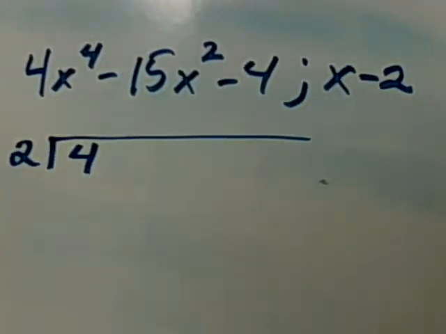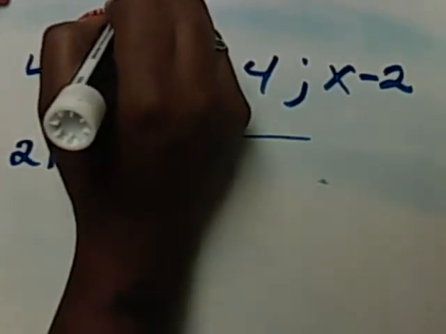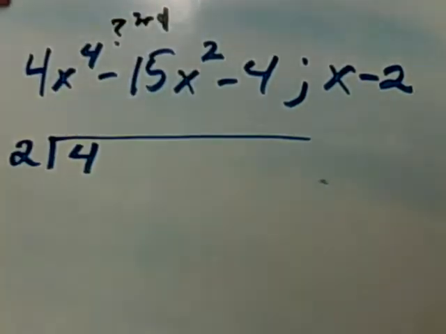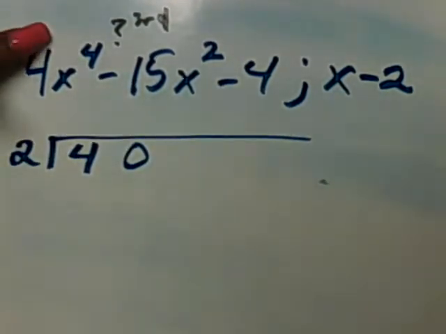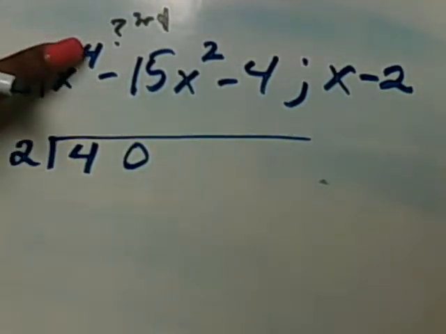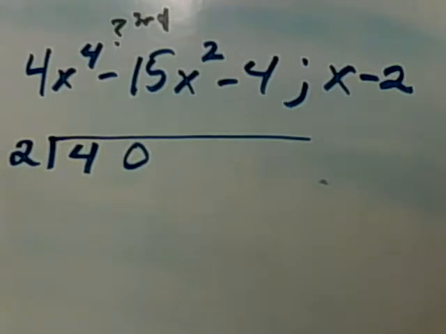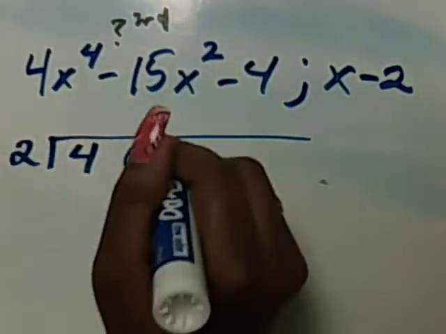What happens next? Well, in the next case, I'm missing a cube term. Where's my third term? I don't have one. All right, so I need to fill that in with a 0. So I have 4, I got x to the 4th. Now I got my third term. Now I got my second term, which is negative 15.